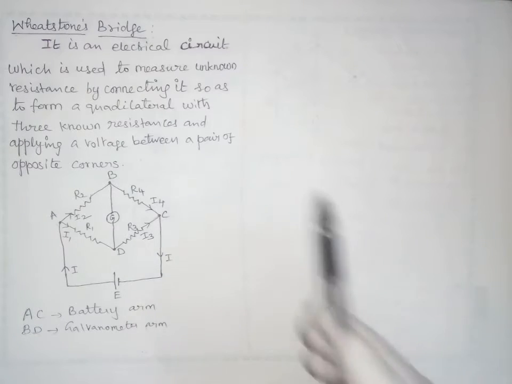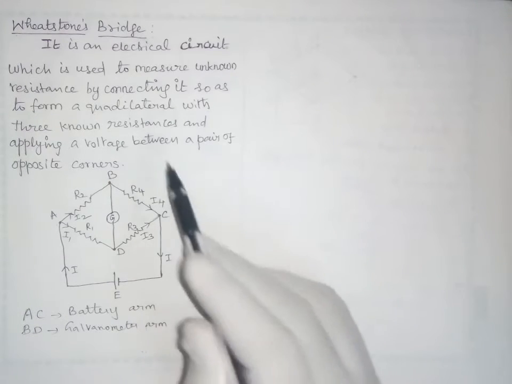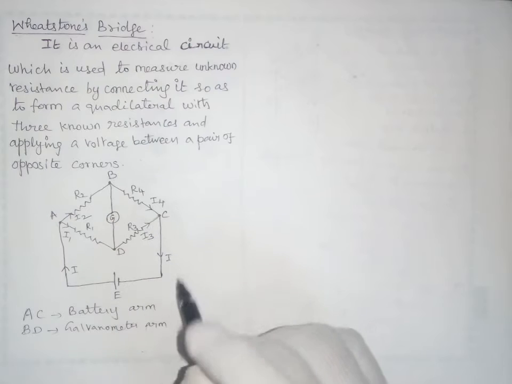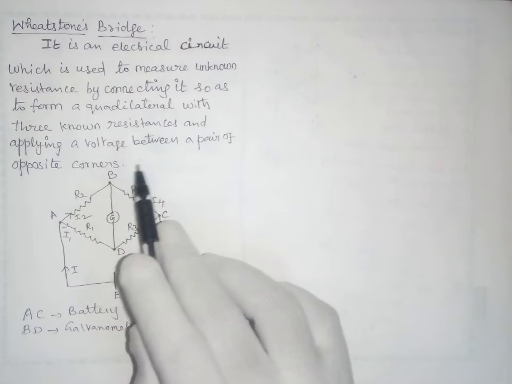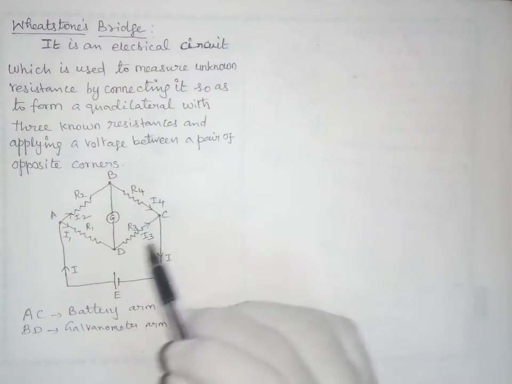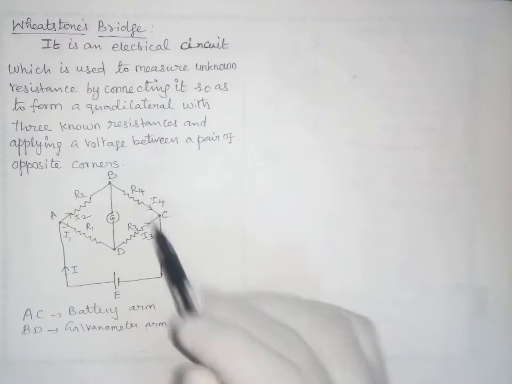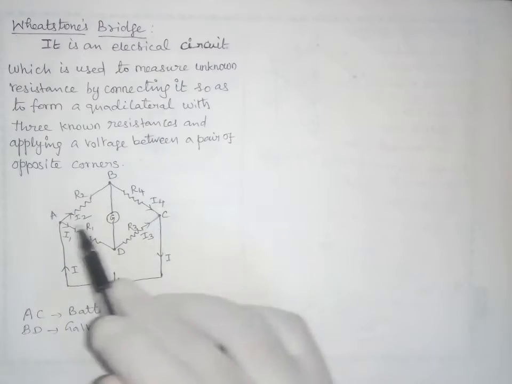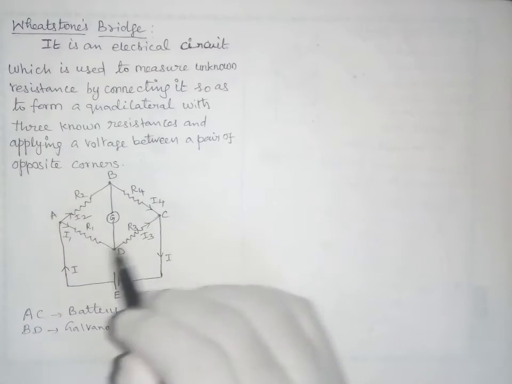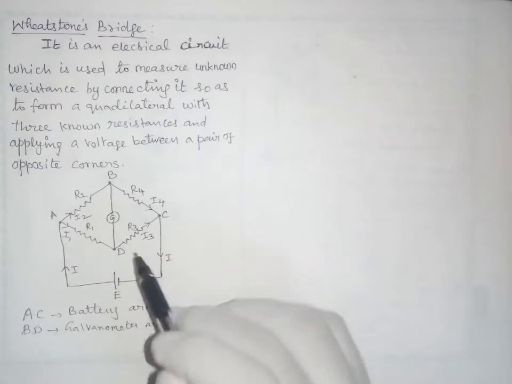Wheatstone bridge. A Wheatstone bridge is an electrical circuit which is used to measure an unknown resistance, by connecting it so as to form a quadrilateral with three known resistances and applying a voltage between a pair of diagonally opposite corners. So the diagram shown here is called a Wheatstone bridge.